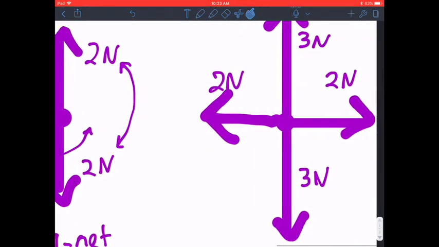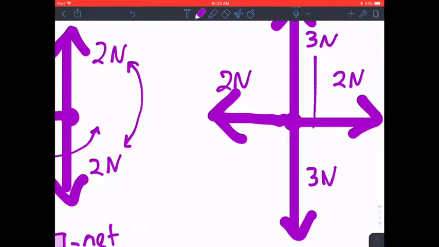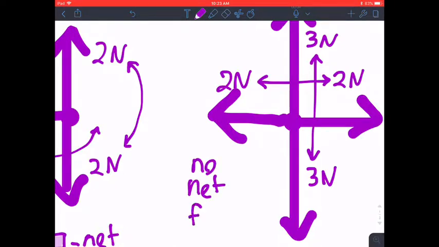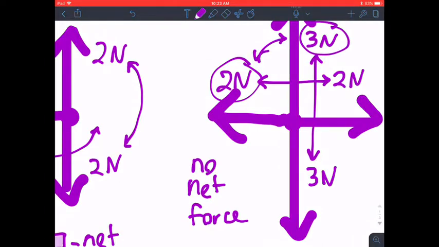In the last situation, we have two forces that are opposite, and they are equal, and so there is no net force. And in this direction, we have two forces that are opposite and equal, and so there is no net force in that direction either. So overall, this is no net force. Notice that it doesn't matter that this is 2 newtons and that's 3 newtons, because they are not opposite from each other.